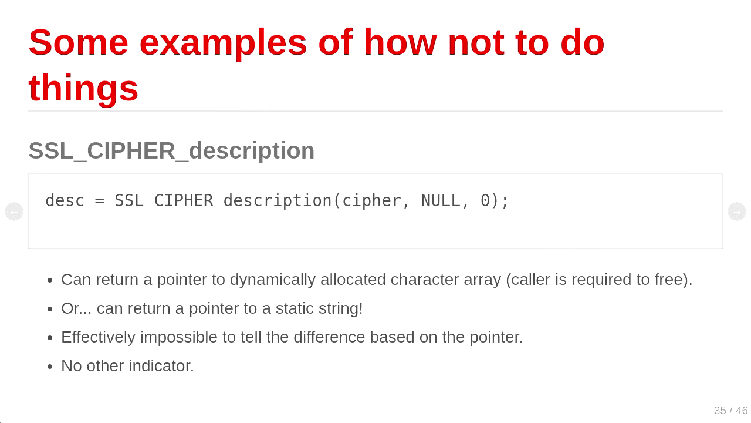Just for some final amusement, there are some examples of how not to do things. There's a function in libSSL called SSL_CIPHER_description. You pass it a cipher, which is a struct that has some state to it, and it returns a description. This can return a pointer to a dynamically allocated character array, which you as the caller are then required to free. Or it can return a pointer to a static string. Calling free on a static string, not so much. We can't really tell the difference between the two. So what do?